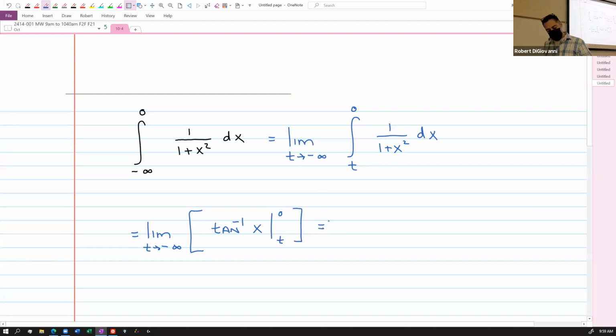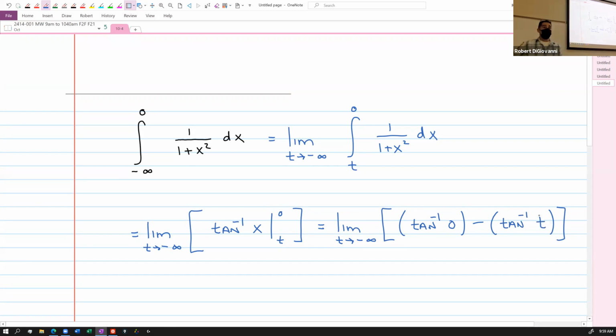Then we continue with the limit. We're not ready to let t go to negative infinity yet. Let's go ahead and evaluate at the two endpoints. So we plug in 0 first, arctangent of 0, and then arctangent of t. Y'all still good with that?